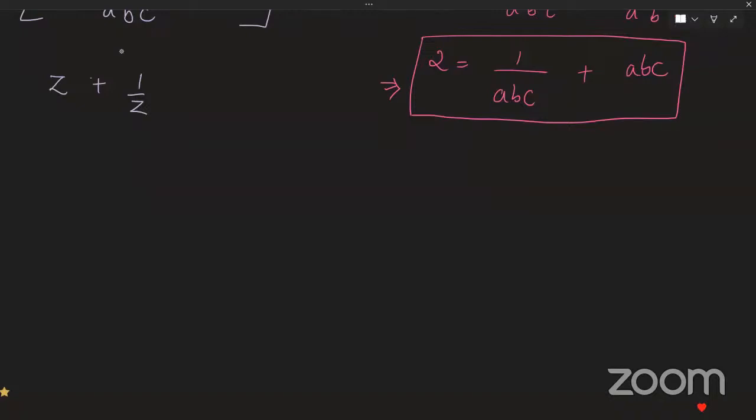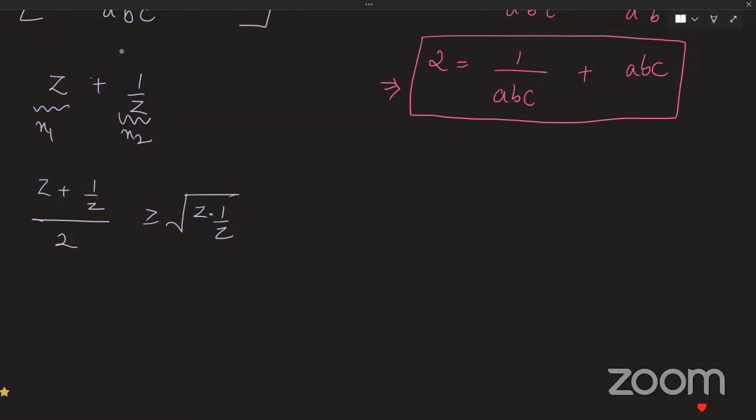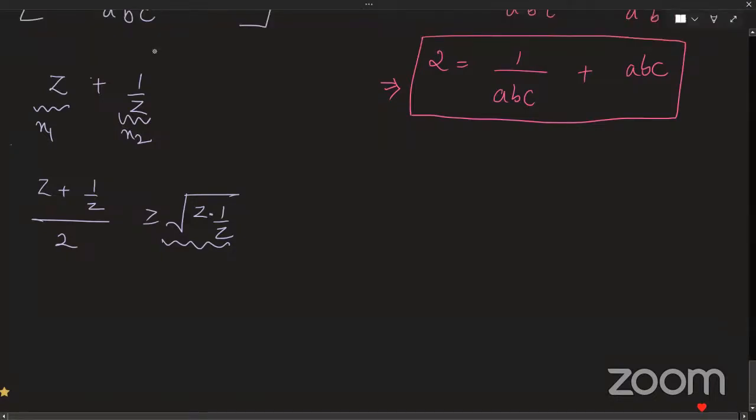Why is it 2? Treat it as x1, treat it as x2. So z plus 1 by z divided by 2, and in the square root, we will get 1. Okay, so in the square root, I will get 1. Got it, everyone? So what is the minimum value of z plus 1 by z? 2. Correct. It is 2.